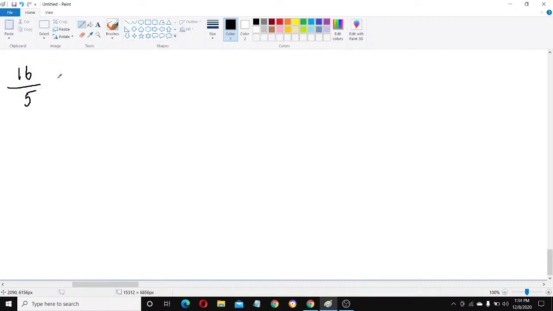16 by 5. Which type of fraction is 16 by 5? Improper fraction, because the numerator 16 is greater than the denominator 5. Now how do we write it in mixed fraction form? First you have to divide the numerator by the denominator, 16 divided by the denominator 5.